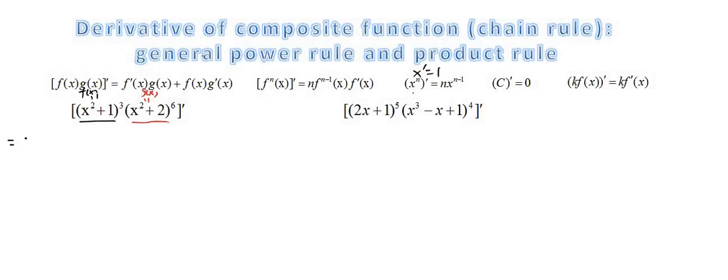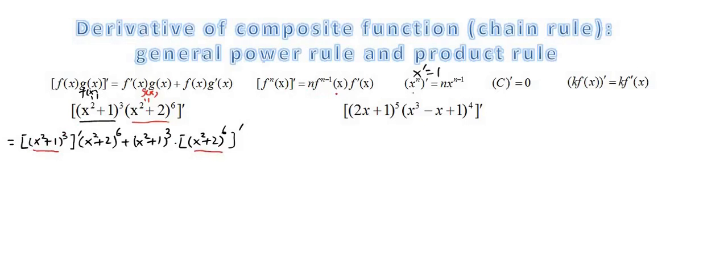We have the derivative of f(x). So we have (x squared plus 1) cubed prime times the g(x), that is (x squared plus 2) to the power 6, plus the f(x). f(x) is (x squared plus 1) cubed times the derivative of g(x), (x squared plus 2) to the power 6 prime. Okay, and now let's focus on the derivatives. (x squared plus 1) cubed and (x squared plus 2) to the power 6. And it's very clear we can apply the general power rule.